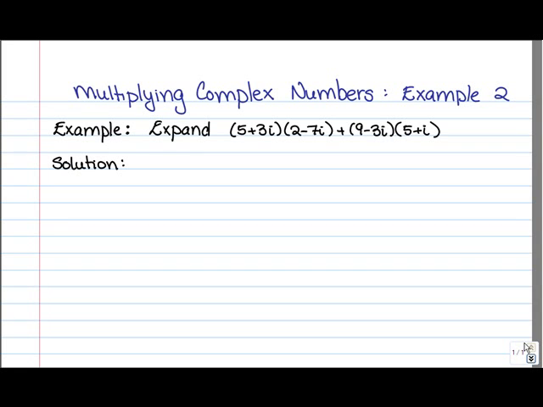In order to do this, go ahead and do the expansion parts first. So expand 5 plus 3i times 2 minus 7i, and similarly expand 9 minus 3i times 5 plus i. In order to do the expansion, remember you're using your usual rules for expanding that we learned when dealing with other expressions such as x plus 2 times x plus 3, where what you would do is apply the rule FOIL. So multiply first, outer, inner, and last terms to make sure that each term in one expression multiplies each term in the other expression.